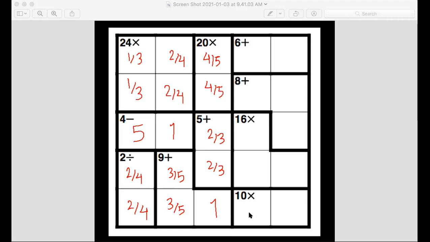The product here is 10. The product of 10 can happen only if we have 2 and 5. I think that does it because now we have a lot of information too. There's a 2 and a 5 here, so this cannot be 2 because there's a 2 here. Must be a 4. There's a 5 here, so this must be a 3. If this is a 3, that's a 5. If this is a 4, that's a 2.